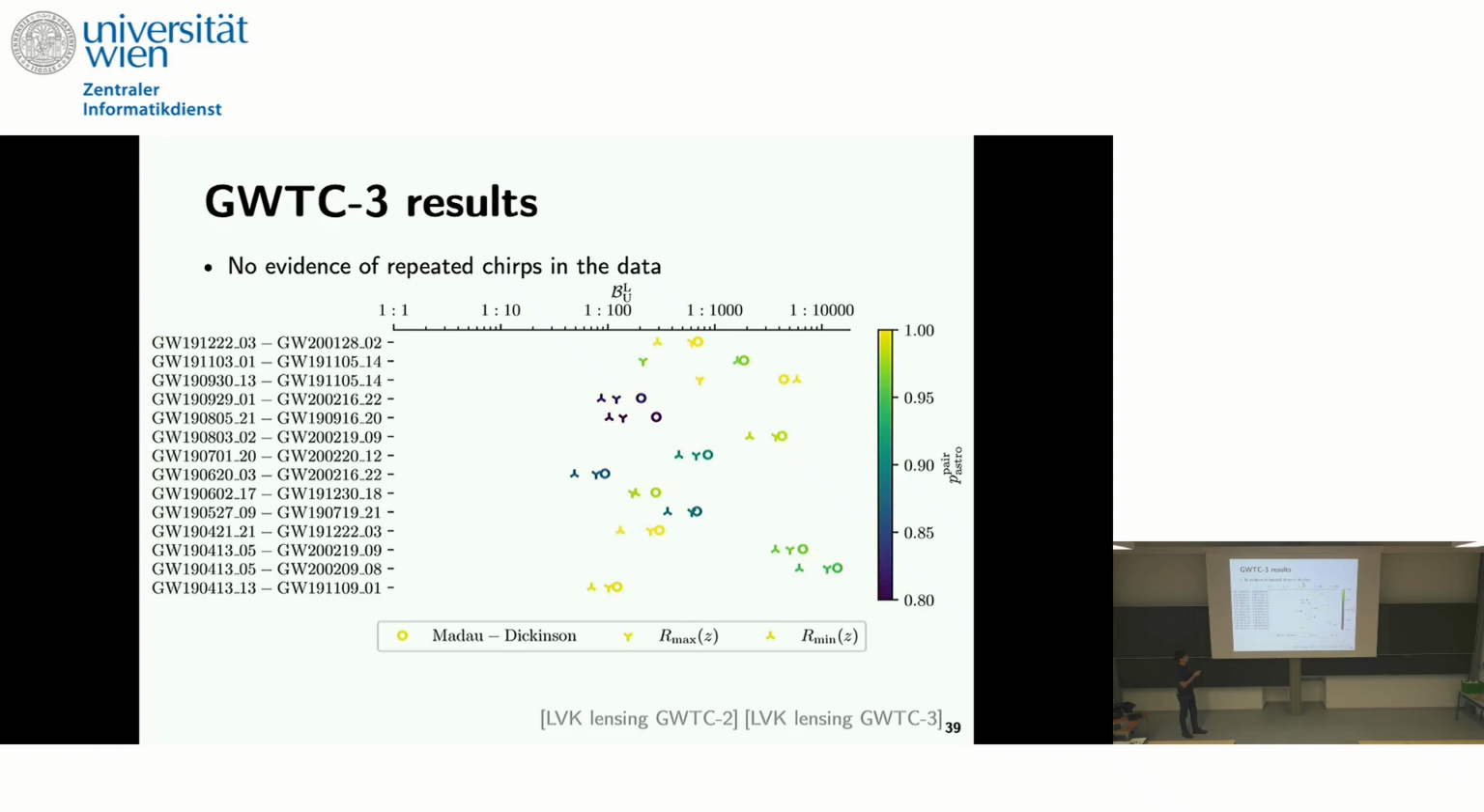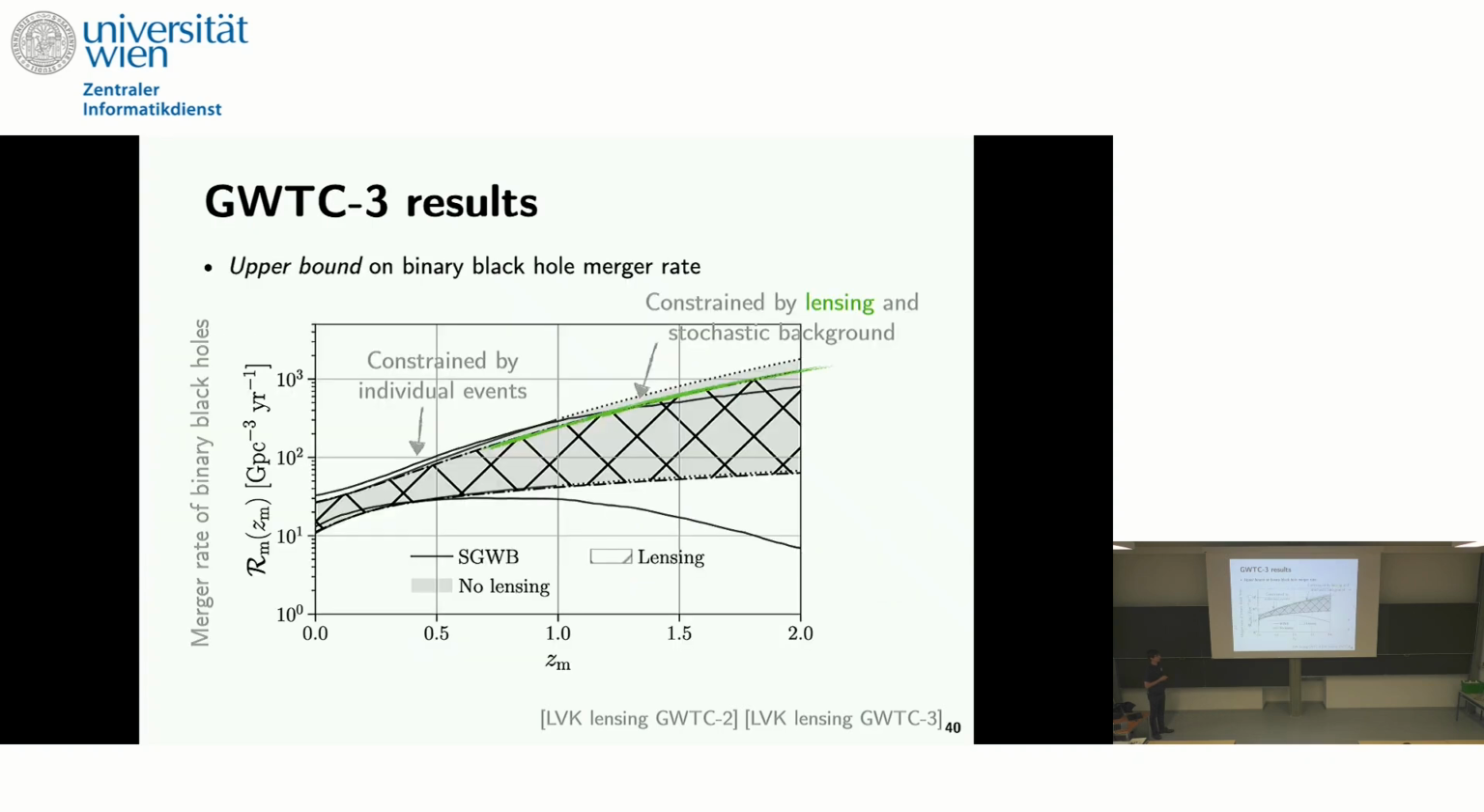The point to make here is that this is a base factor of 1. In all of the cases, the base factor is less than 1, which means that the lensing hypothesis is disfavored. So we don't see any evidence of repeated chirps in our data. If you don't see repeated chirps in our data, then what this means is that you can put constraints on the properties of your population. And for example, you can constrain the merger rate of binary black holes.